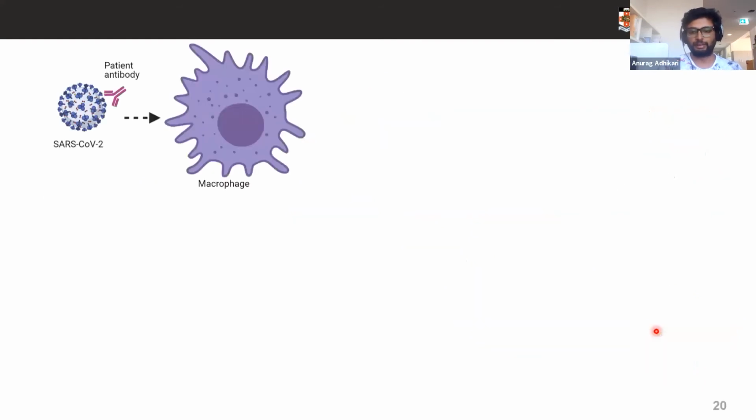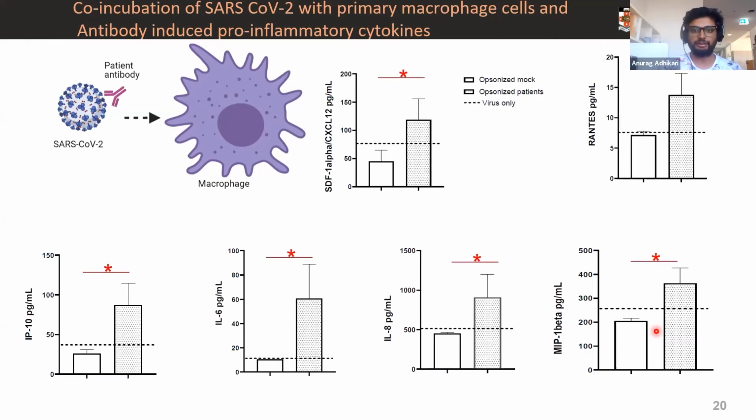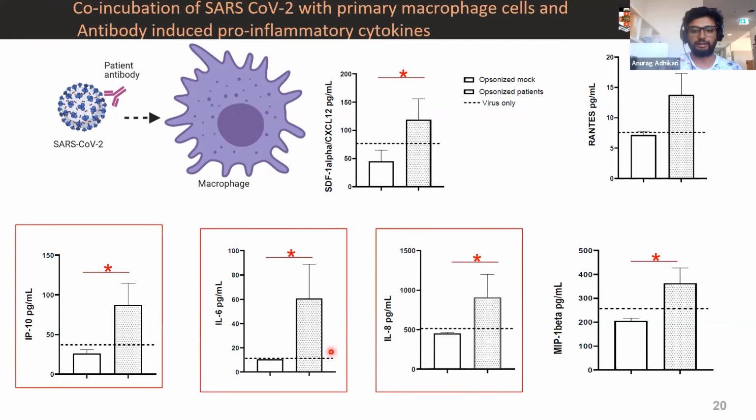So for that, I do have very limited data that shows that co-incubation of SARS-CoV-2 with primary macrophage cells can produce pro-inflammatory cytokines. And as you can see in this figure, there are a few interesting cytokines, IP10, IL-6, and IL-8, that are expressed higher than the control, which is virus only. So if you have virus only with macrophages, the response is milder. But if you opsonize with patient antibody, the response goes up.